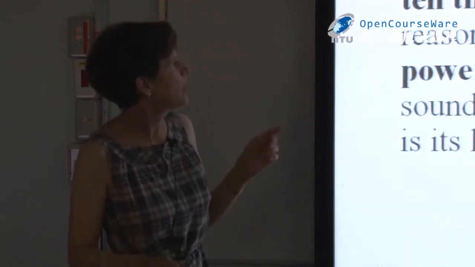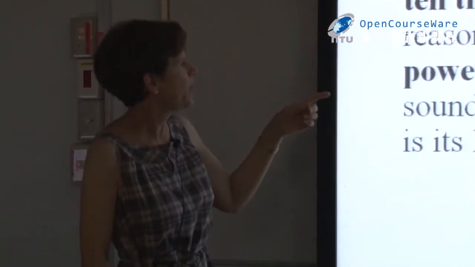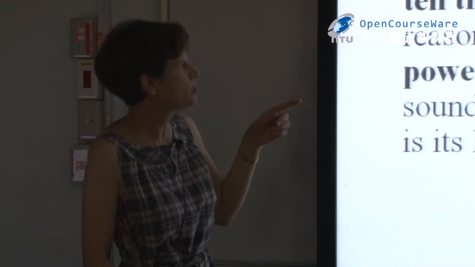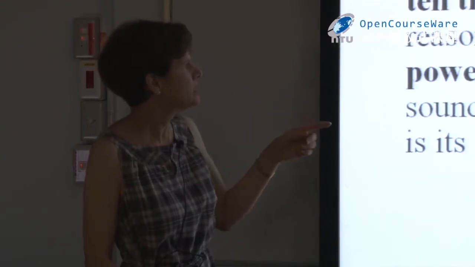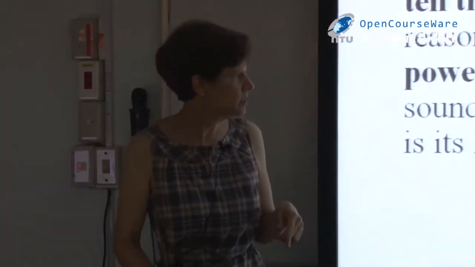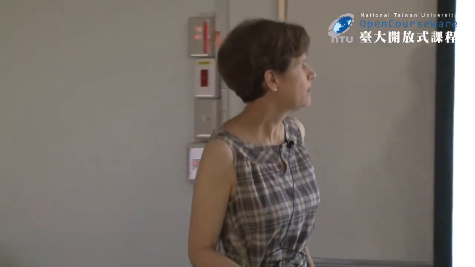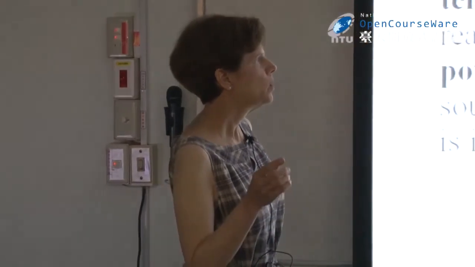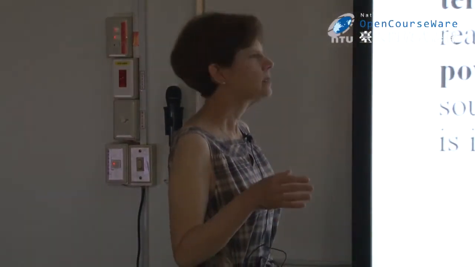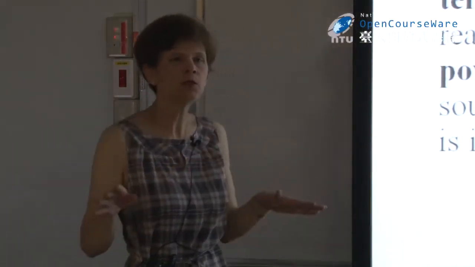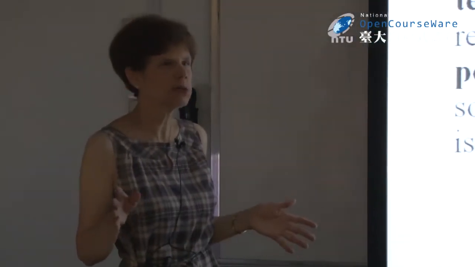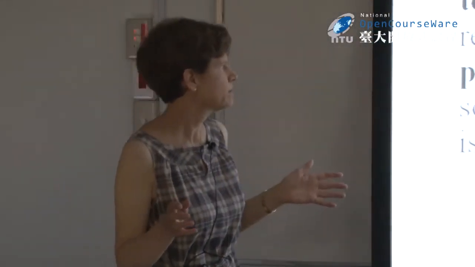For this reason, a logarithmic scale, one that goes up by powers of 10, is used to measure the loudness of a sound. The exponent, what is the exponent? This is the exponent right here. That's the exponent. What do you call it in Chinese? 指数, right. Okay, the exponent of a number here, we use only 10, is its logarithm. Actually, we can do base 2 logarithms. We can do other kinds of logarithms, but we're only using base 10 here.